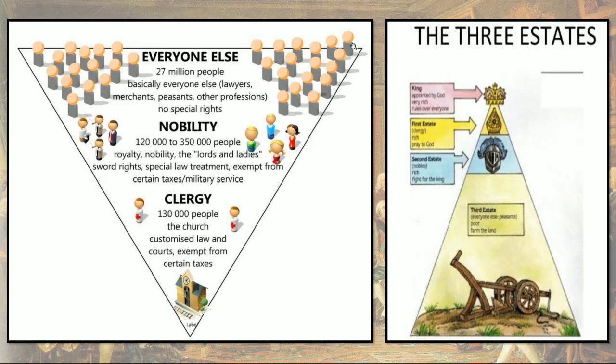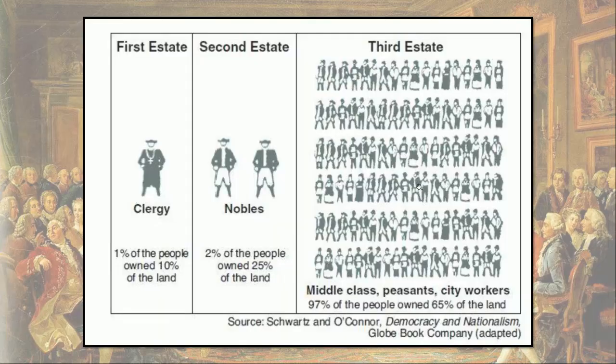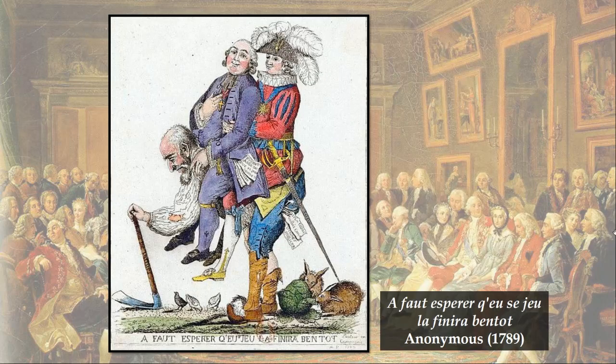Even though the third estate was composed of most of the people, more than 95% of the population, so they were the vast majority and the poorest, they were the only ones who had the obligation to pay taxes. You can see here that the clergy was 1% of the population, the nobles 2%, and the rest of the people, 97%, were part of the third estate.